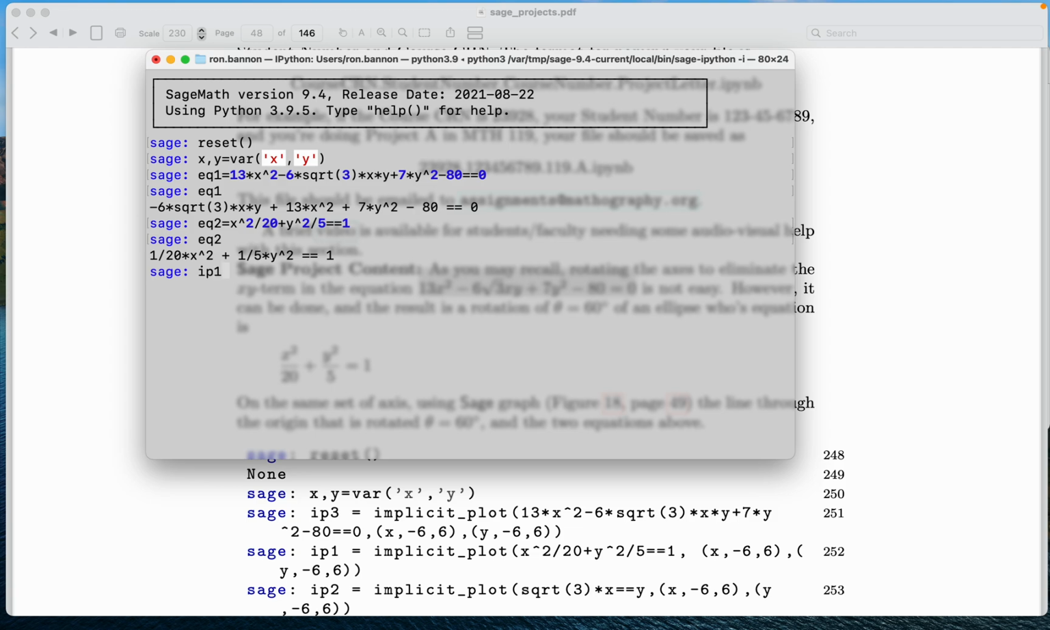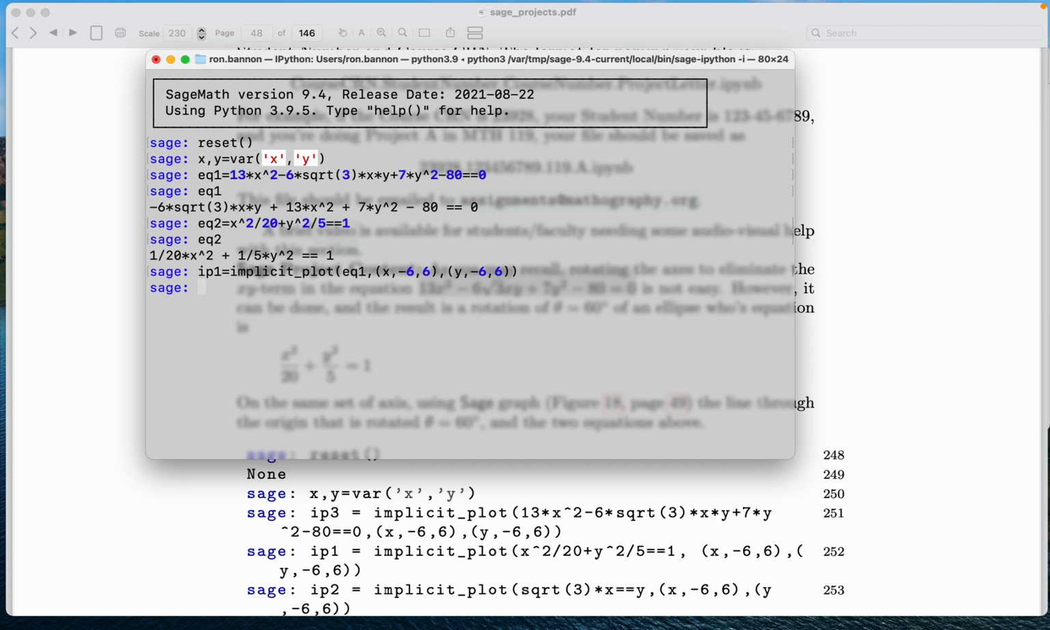This means image of plot 1, and I'm going to assign that implicit plot, and that's going to be an implicit plot of equation 1, EQ1. And I'm going to say the x's are between -6, sorry about that, and 6. And I want the y's to be between -6 and 6 as well. Again, if I make a mistake, you'll say I made a mistake.